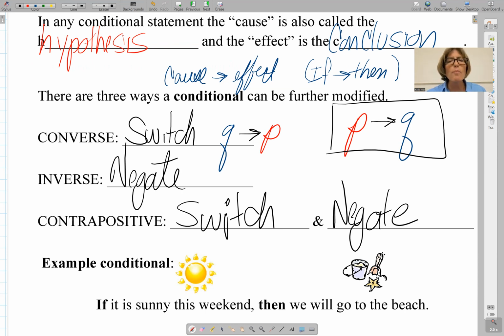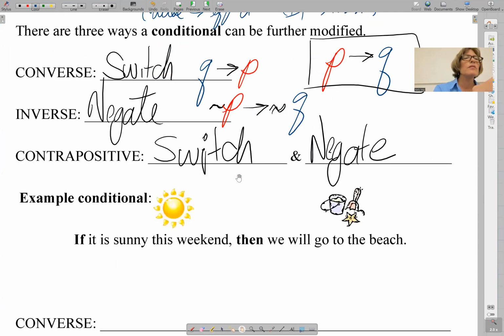Negate means to say the opposite of, and the symbol we use for opposite looks like a Spanish tilde. So the inverse is to negate the original: opposite of P, therefore opposite of Q. Switch and negate is opposite of Q, then opposite of P. Let me keep my color straight here.